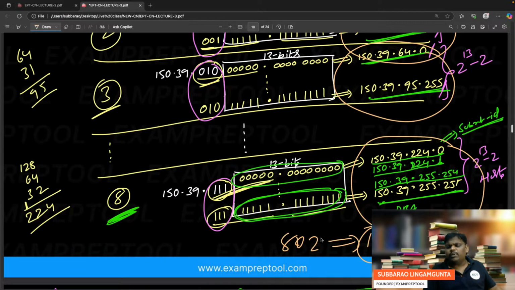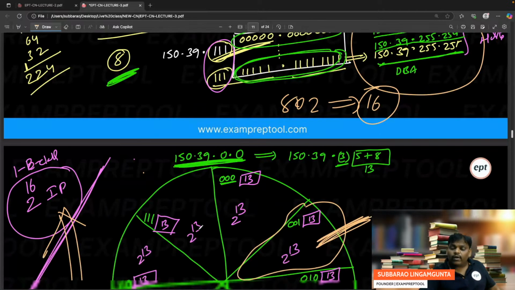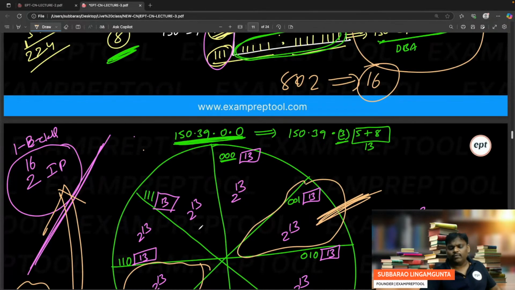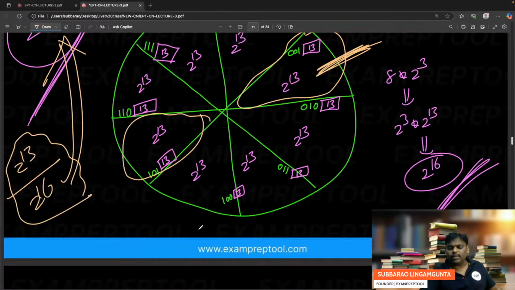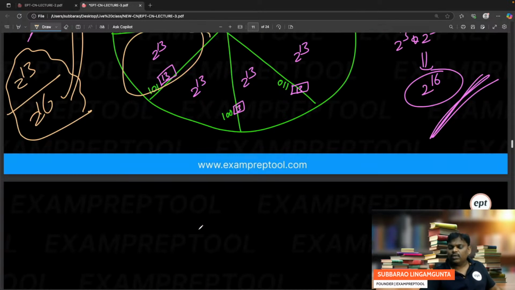Right? I think a little bit of waste is okay. But you only said I want 2 power 13. How can you give 2 power 16? If you don't divide, so many IPs will be wasted. If you divide, there is a little bit of wastage because every subnet has one subnet ID, one DBA. Right? I hope everyone got it.